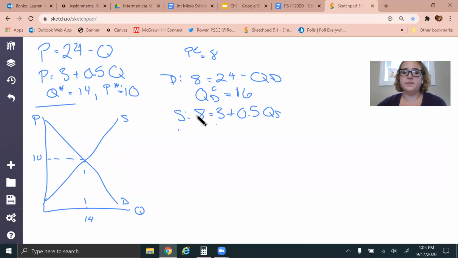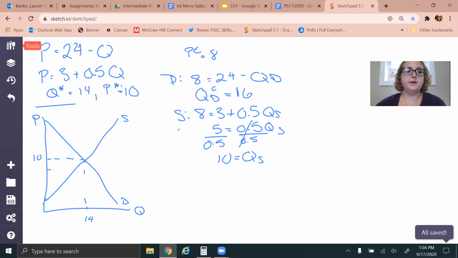So I'm going to subtract 3 on both sides, and we get 5 equals 0.5 QS. And we're dividing here by 0.5. Might want to watch your fractions. And if you're bad with using fractions, put this in your calculator. And this actually comes out to 10 for the quantity supplied. So let me get a different color.